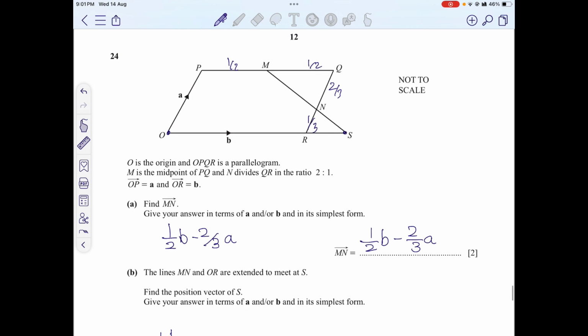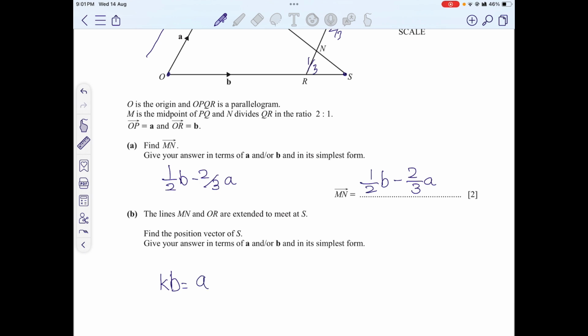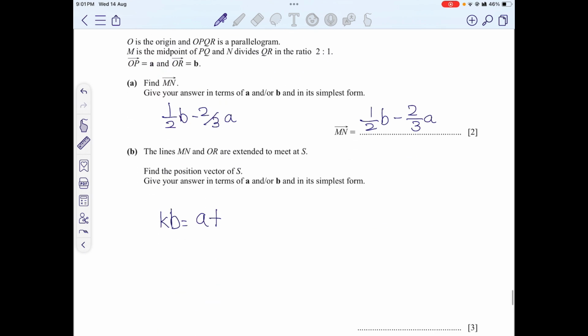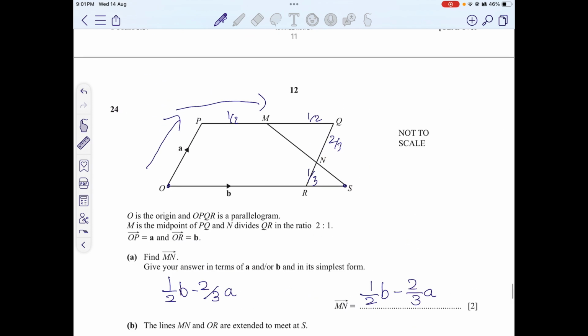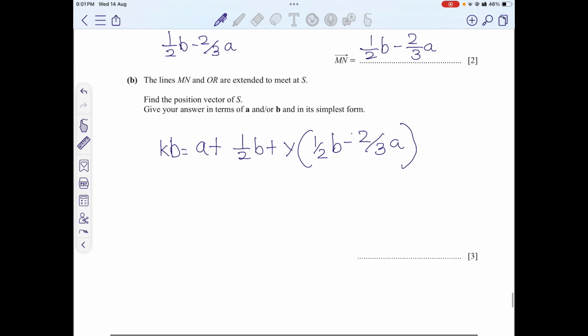Another way could be from O to P, then P to M, and then M to N multiplied by something. O to P would give us A, P to M would give us half B. But we don't know the something, so let's say y, that we multiply with MN, which is half B minus 2 by 3 A. I'm not sure of the value, but if you multiply by something, then we can get to S.